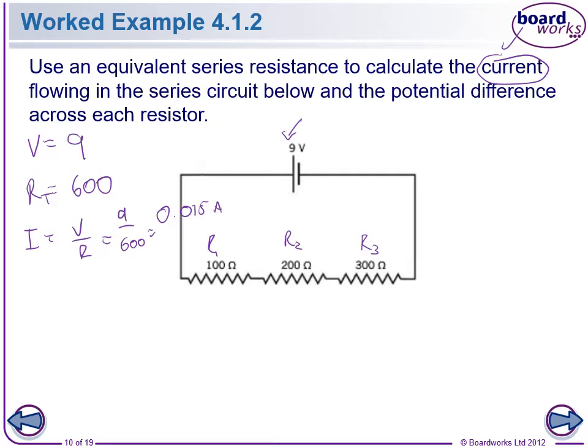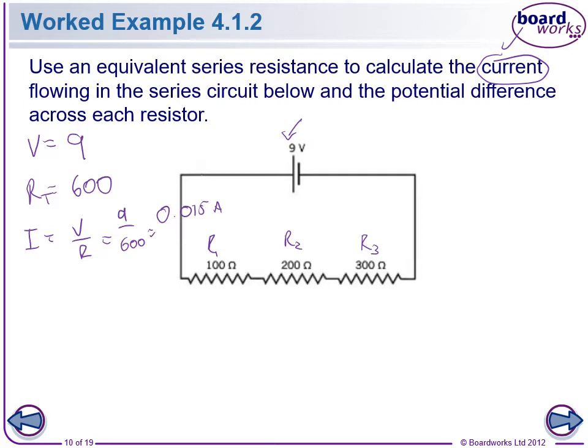Now, the voltage across those, we can't just say it's 3 volts on each because the resistors are not identical. They have different resistances, and so we cannot say that they are going to have the same voltage. In fact, they definitely won't. They'll be different. So how can we work out how much voltage goes into each one? Well, again, we go back to Ohm's law.